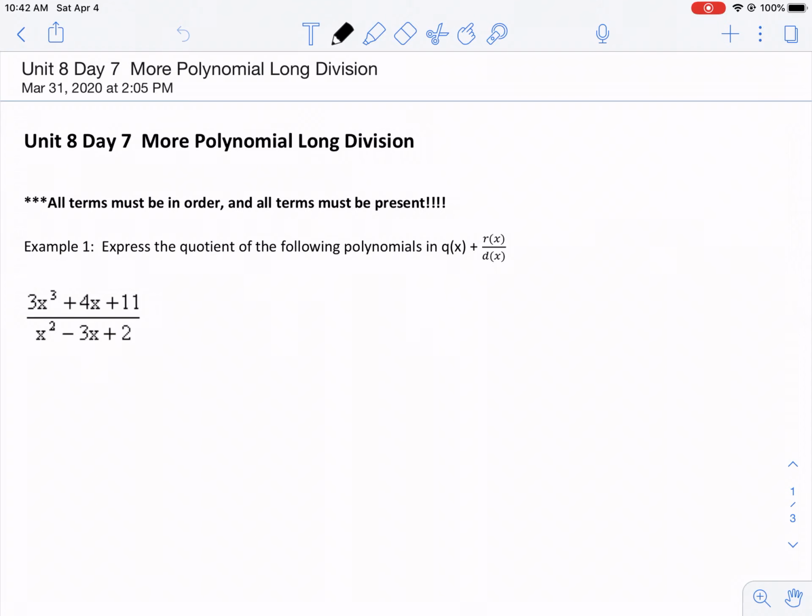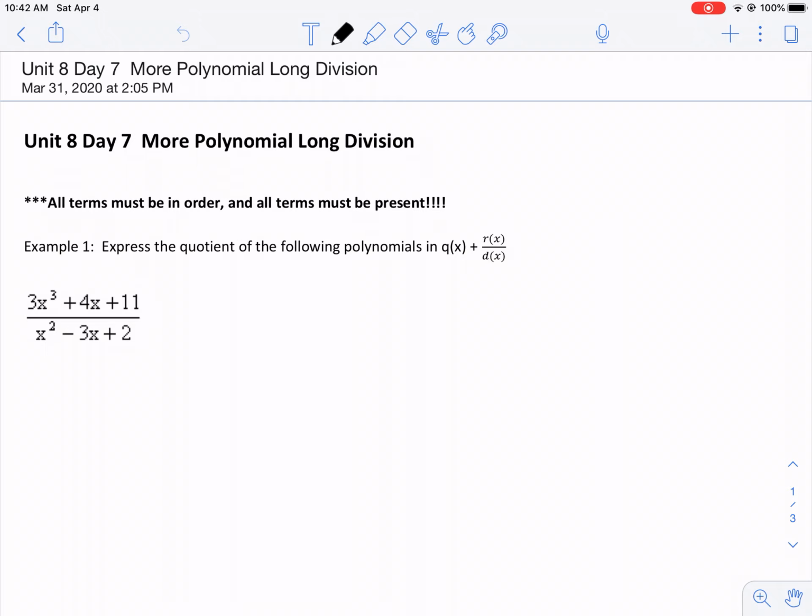Alright, this is Unit 8, Day 7 for Algebra 2. It's the second day to practice polynomial long division. After this first example, you might want to try the next one or two before you play the video to see how you're doing. The difference in what we're doing today is that all terms of your polynomial that you're dividing into might not be present, or even that you're dividing by.